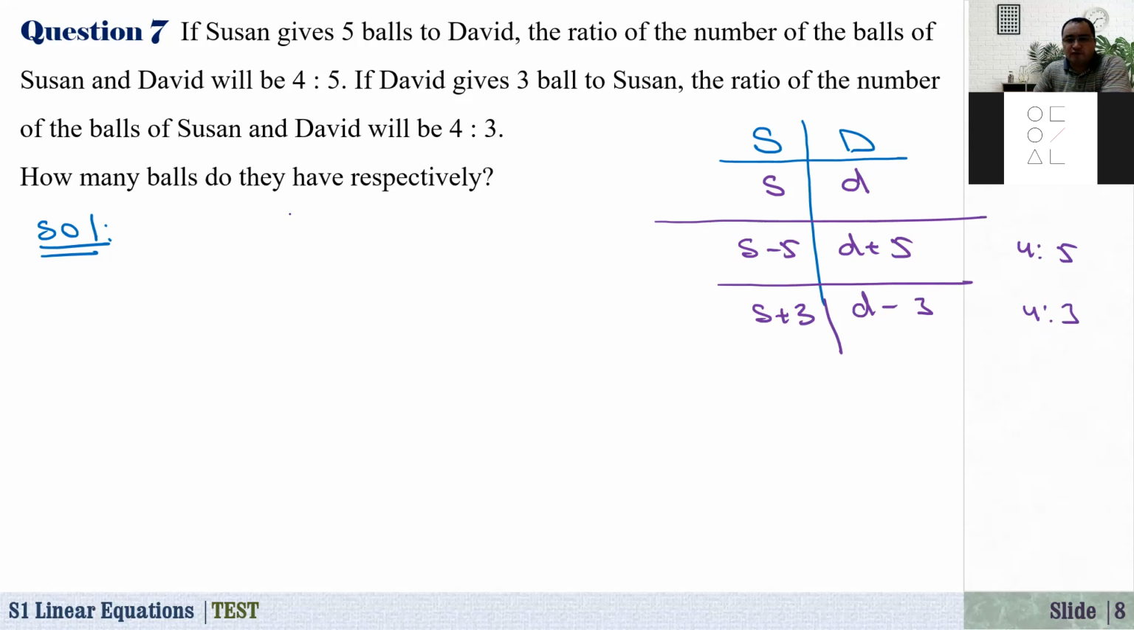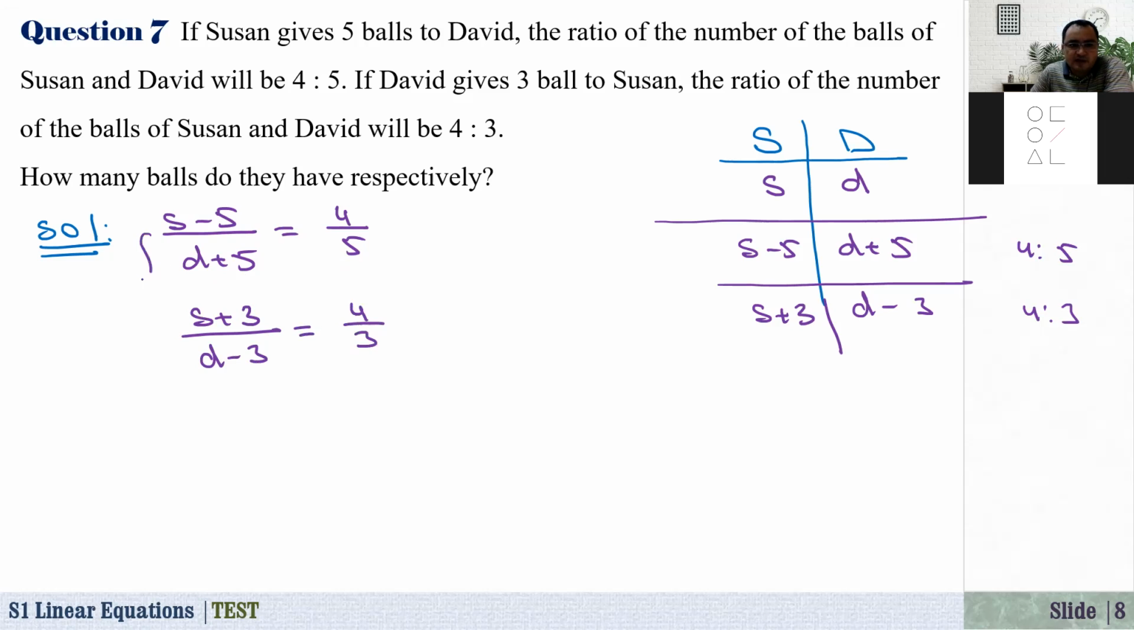So let me just write here. A ratio is a fraction. I can just write in the fraction form. The first one is S minus 5 over D plus 5 is equal to 4/5. That means the ratio of S minus 5 to D plus 5 is 4-5. The second one is S plus 3 over D minus 3 is equal to 4/3. So that's our system of equations.